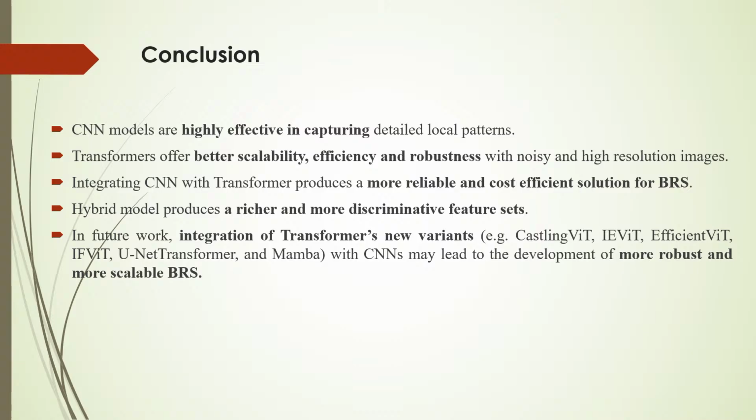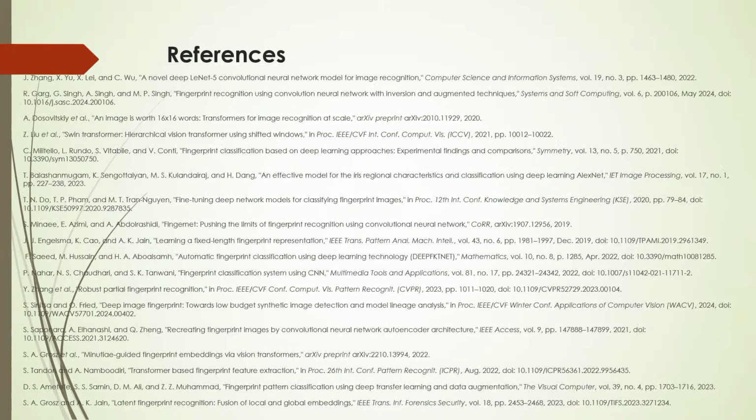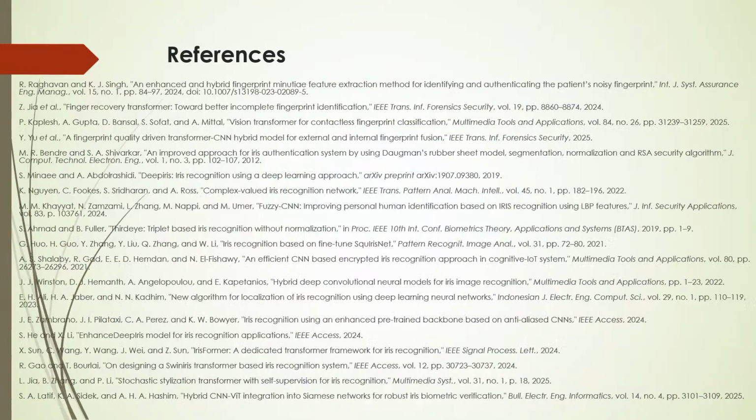In future work, integration of new transformer variants like CaiT, DeiT, EfficientViT, even Mamba with CNNs may lead to the development of more robust and more scalable BRS. These are the references I have included.